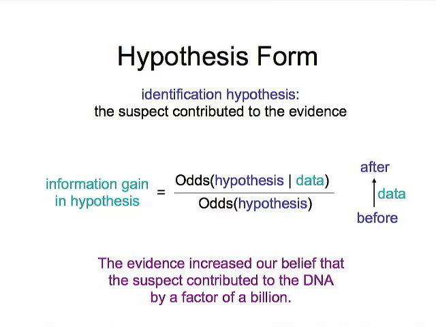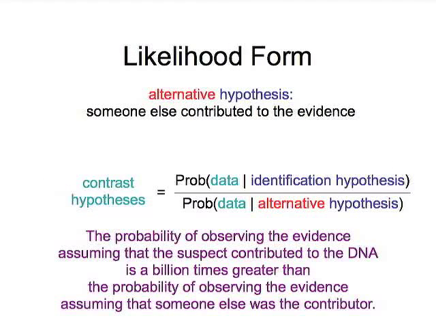And a way you can state this in English, suppose that the factor was 1 billion, that's the likelihood ratio, I'll use that throughout the examples. You could say the evidence increased our belief that the suspect contributed to the DNA by a factor of 1 billion. Sounds like English. Now, this is the problem.